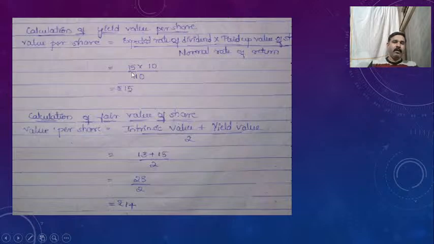So expected rate is 15, into 10 paid up value, divided by normal rate 10. So 15 rupees is the value per share.